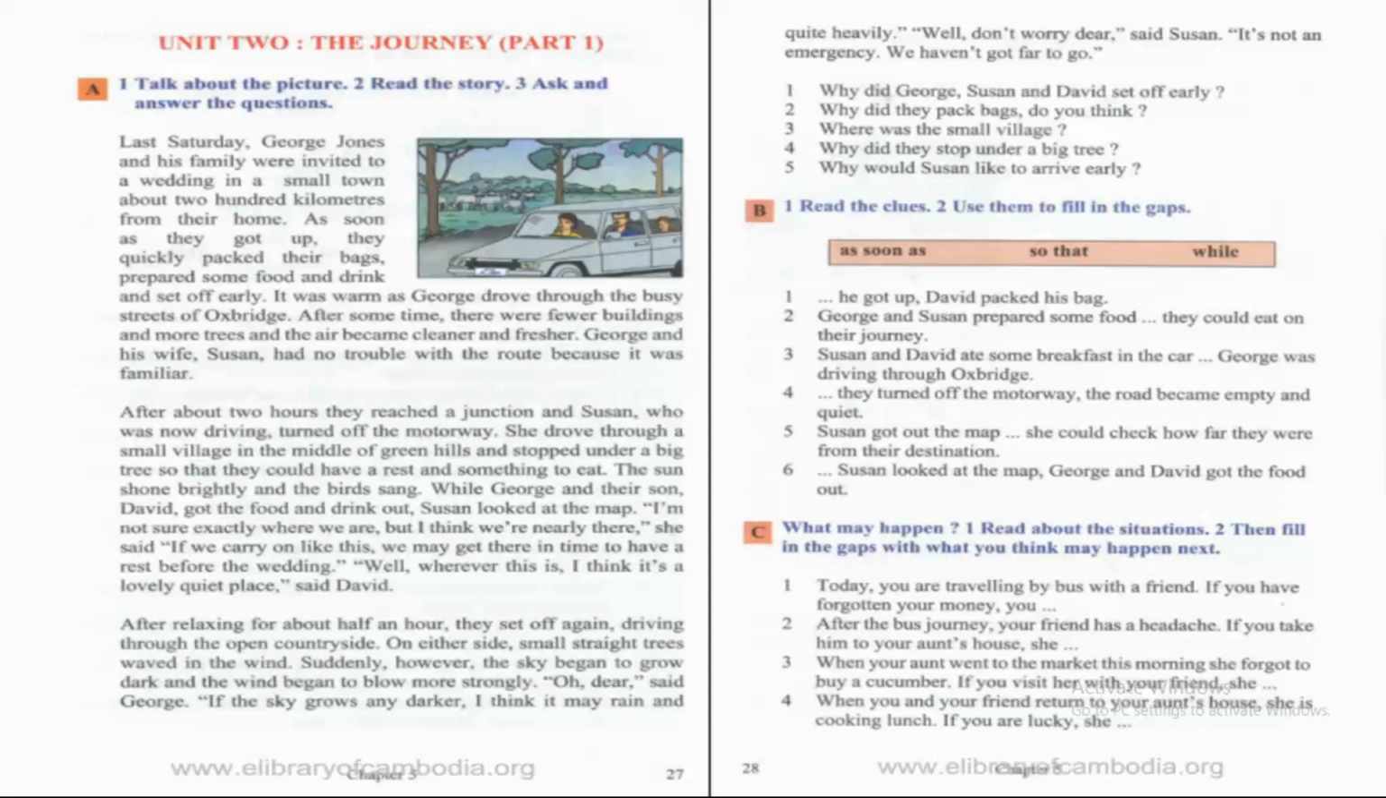After about 2 hours, they reached a junction, and Susan, who was now driving, turned off the motorways. She drove through a small village in the middle of the green hill and stopped under a big tree so that they could have a rest and something to eat. The sun shone brightly and the birds sang. While George and his son David got the food and drink out, Susan looked at the map.